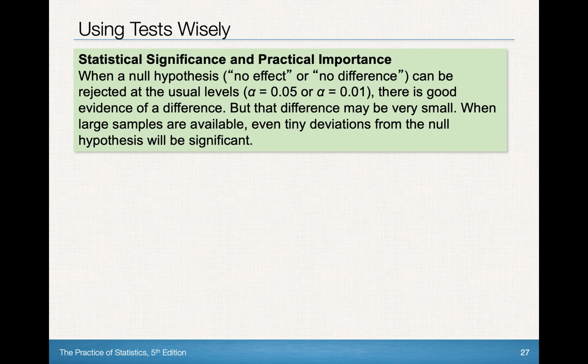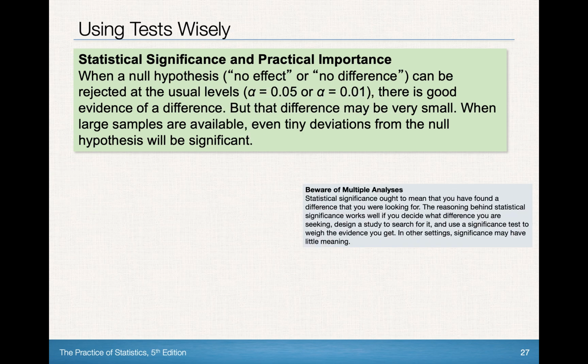I could be a 78% free throw shooter, and you would reject my 80% claim. Or I could be a 60% free throw shooter, and you reject my 80% claim. Right? They're both a rejection. You just don't know how far away I am from my claimed parameter. So just be careful of that.